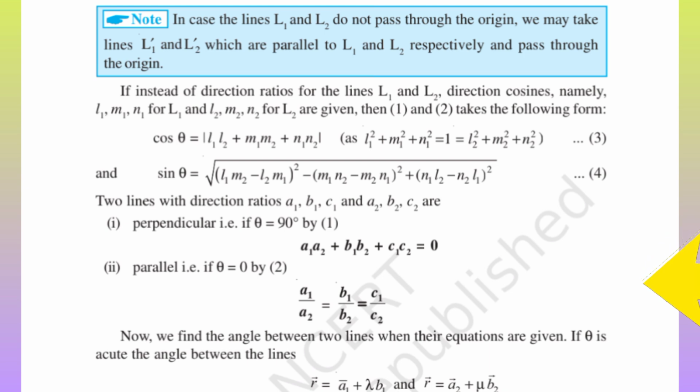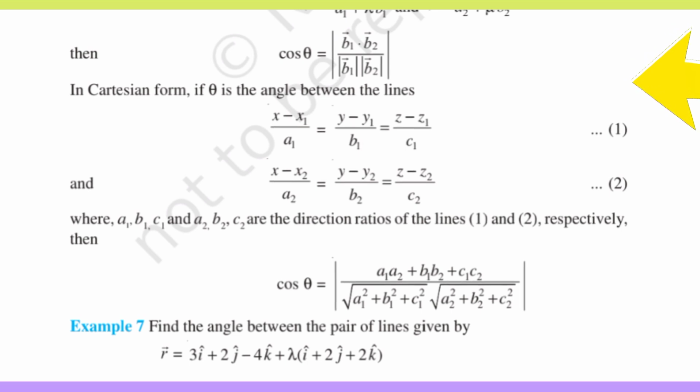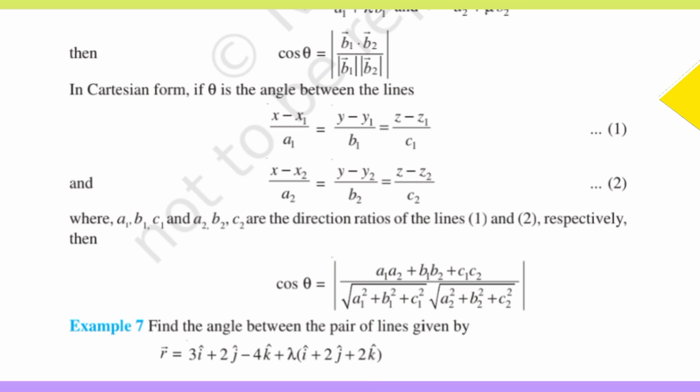Now we find the angle between two lines when their equations are given. If theta is the acute angle between the lines r vector is equal to a1 vector plus lambda b1 vector, and r vector is equal to a2 vector plus mu b2 vector, then cos theta is equal to the modulus of b1 vector dot b2 vector divided by modulus of b1 vector into modulus of b2 vector.